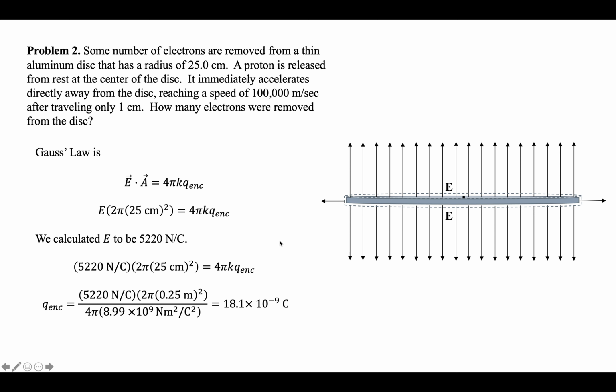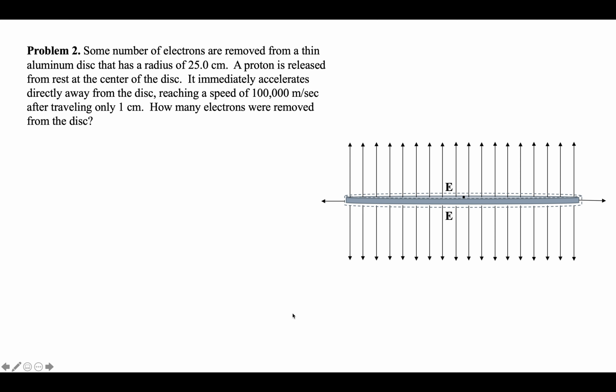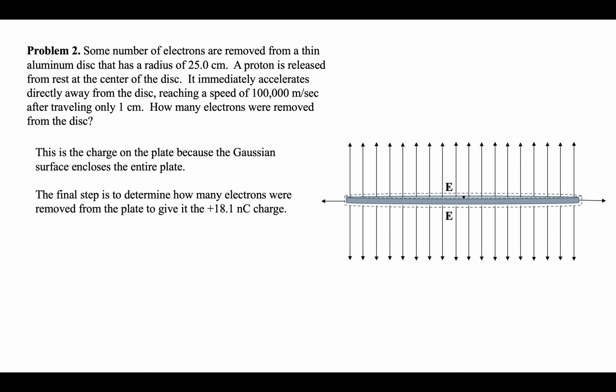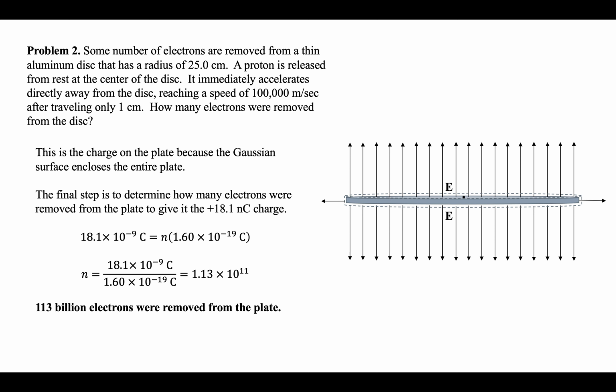How many electrons were removed from the disk? Q enclosed is the charge on the plate because the Gaussian surface has the whole plate. So there's the total charge. There's the charge on one electron. We multiply the electronic charge by n, the number of electrons, and we get the total charge. And we get 1.13 times 10 to the 11th, which is 113 billion. 113 billion electrons were removed from the plate. That's problem 2 on exam 2 in module 2.